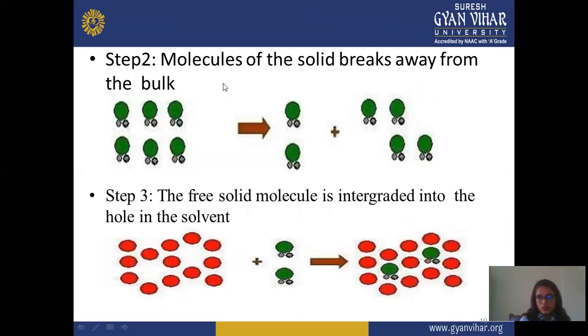Next, step two is that the molecule of a solid breaks away from the bulk. In the solid molecule, when you add surfactant, there may be breakage of bonds and space is also formed. You can see this in the image. The third step is that the free solid molecule is integrated in the solvent. After forming space in the solid and solvent, they interact and form the final good solubility product, because the solid and solvent occupy the space present between them, and this forms a good micelle or good product which shows more solubility compared to the previous one.